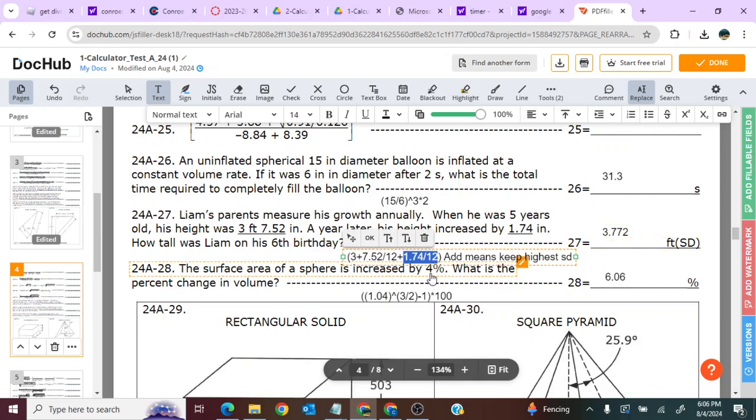Surface area of a sphere is increased by 4%. What's the percent change in volume? Well, surface area of a sphere is based on r squared, and volume is based on r cubed. So you have to take that difference, square root it to get r, and then cube it to get volume. That's simplified all to 1.04 to the power of 3 over 2. And then you subtract 1 to find the change, and multiply by 100 to make it a percent.